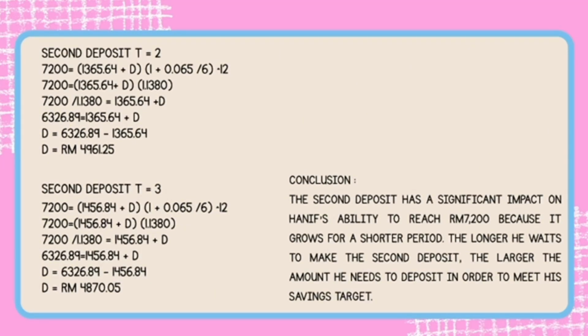After we find the face value, we should find the second deposit within the two T values that we get, that is 2 years and 3 years. After that, you will get the second deposit. So the conclusion is the second deposit has a significant impact on Hanif's ability to reach 72,000 because it grows for a shorter period. The longer he waits to make the second deposit, the larger the amount he needs to deposit in order to meet his saving target.